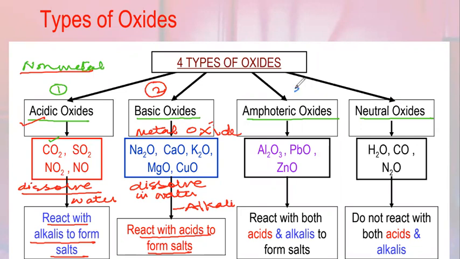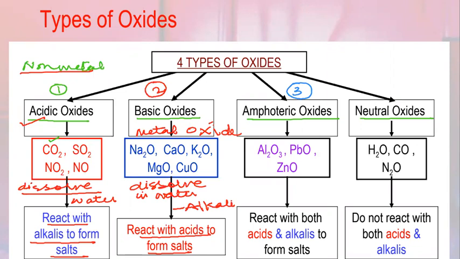Coming to the third category, the amphoteric oxides. These are oxides which show some properties of both; they react with both acids and alkalis. So they are acidic as well as basic in nature. I'll just show you the equation.